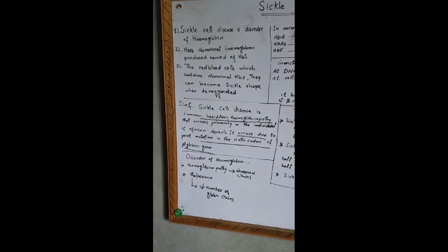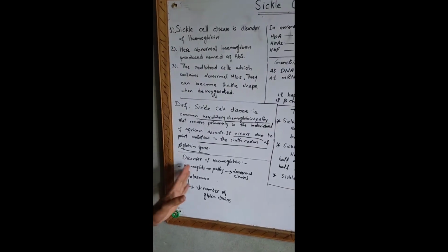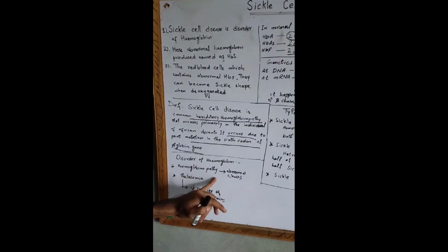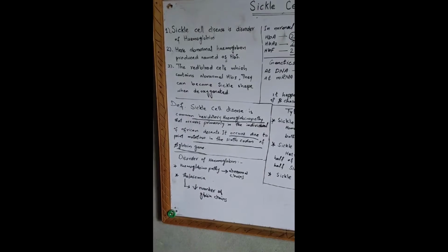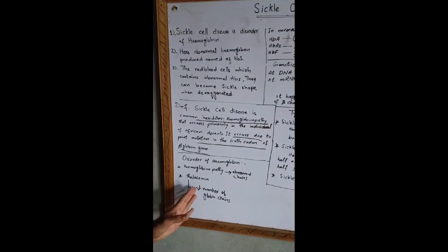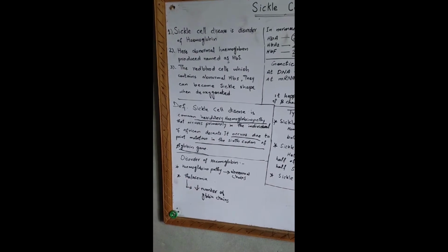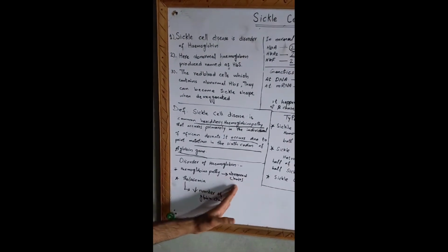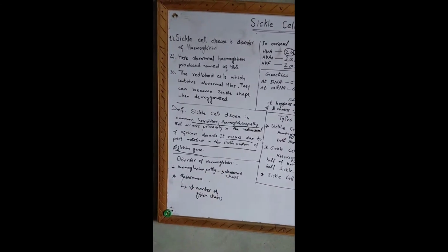As we know, there are two basic disorders of hemoglobin. The first one is hemoglobinopathy and the second one is thalassemia. In thalassemia there is a reduced number of globin chains, but in hemoglobinopathy there are abnormal chains present in the RBCs.